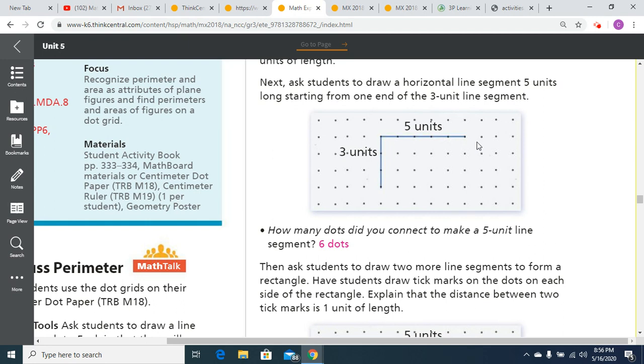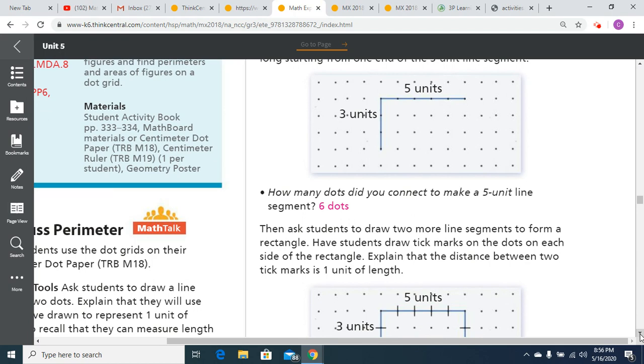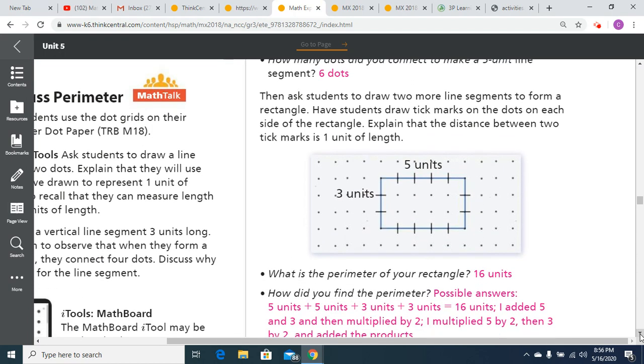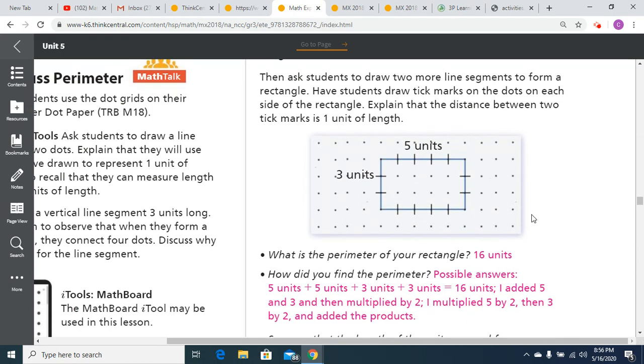Now, if I were to draw a line that is 5 units long down here and another line that is 3 units long right here, what shape do you think I am going to form? I'm going to show you right here, which is already done. As you can see, I have formed a rectangle.